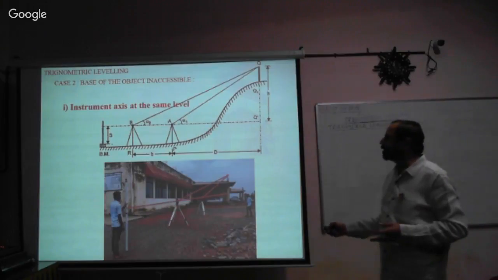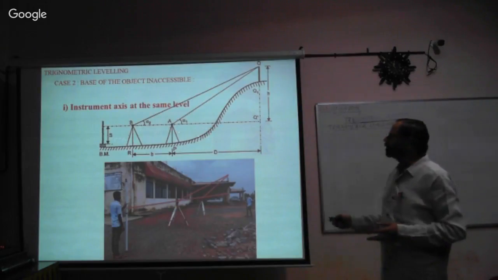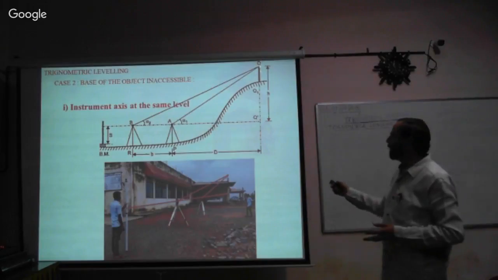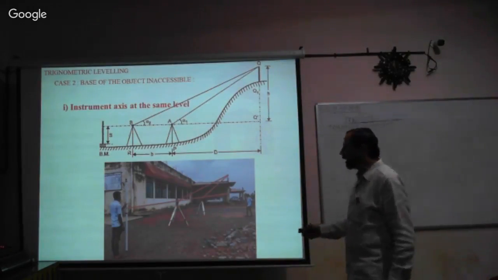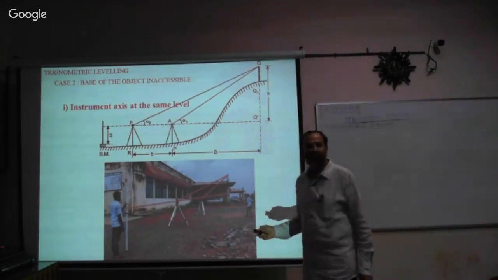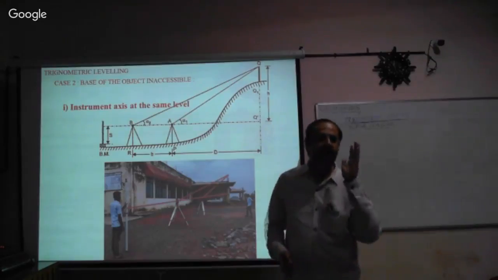Then shift the instrument to the station D. Here I would like to say one important thing. Now see, this is the instrument object, then first instrument station, second instrument station. Now they are in one line in the vertical plane. See, for example, I will tell you like this.